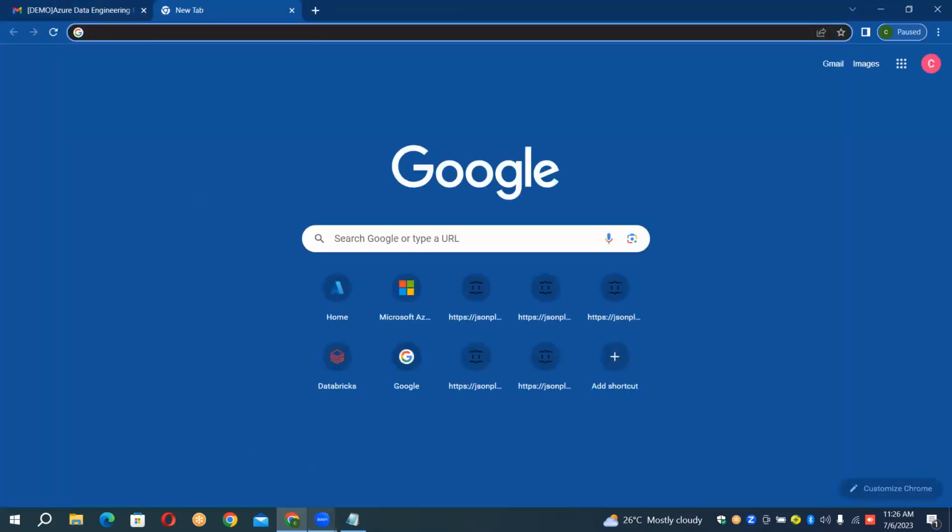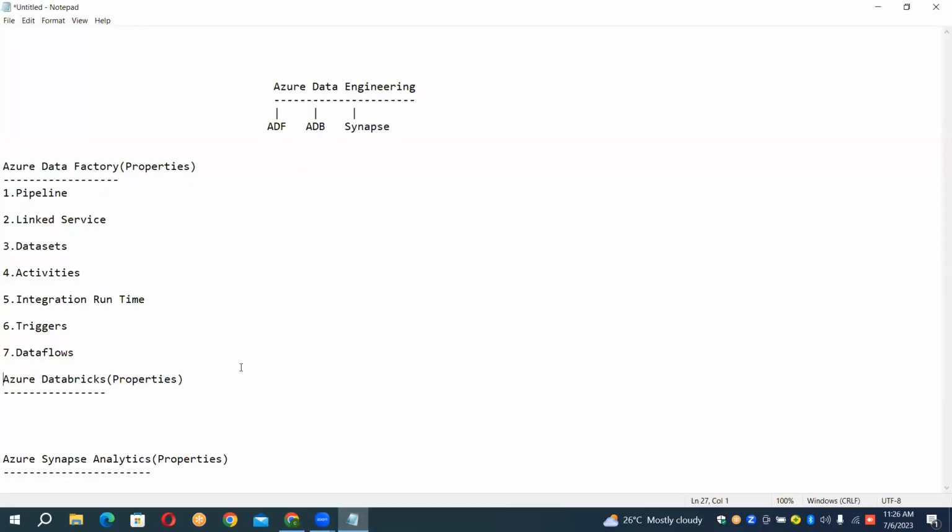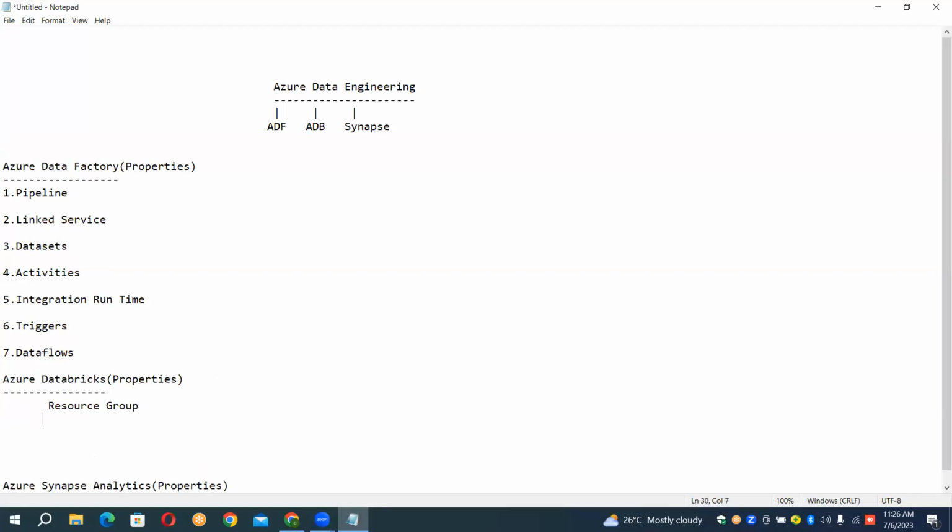So guys, now let us begin. Okay, so these are the things we have. When you talk about Azure Databricks, here you have the following properties. How does it work basically? I'll tell you all this. The first one, you will have the resource group. And under this resource group, everyone, the first one is called a workspace.